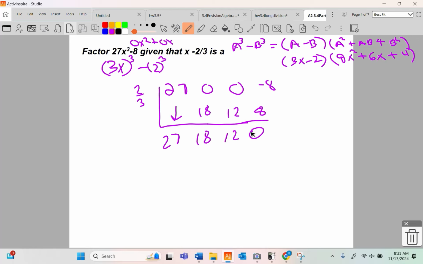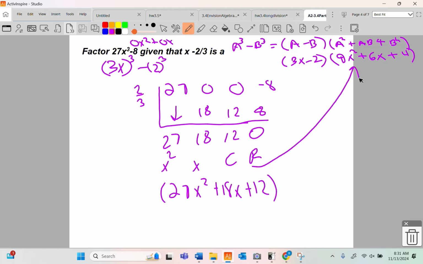All right, this looks kind of funny here. This is our remainder, this is our constant, this is our x, this is our x squared. We have 27x squared plus 18x plus 12. That's what it's supposed to be. You can pull something out of it, can't you? What is everything divisible by? 3, not 3x, it's 3. 9x squared plus 6x plus 4.